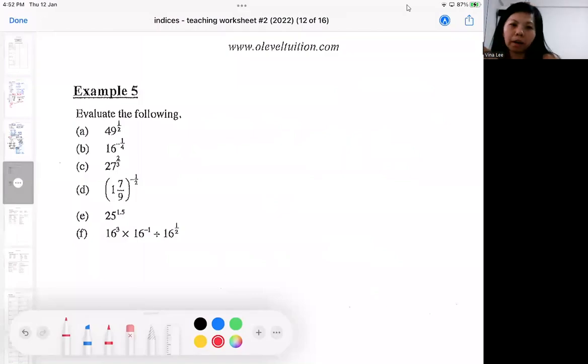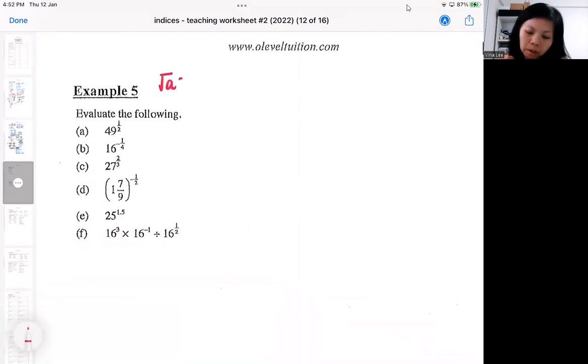Starting from example 5, things get a bit more complex because you will see fractions. Fractions are the ones that you need to remember. Square root is a half. Then cube root is a 1/3. So these are the more common fractions.